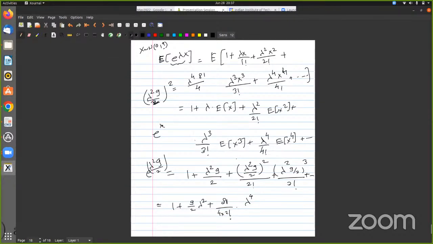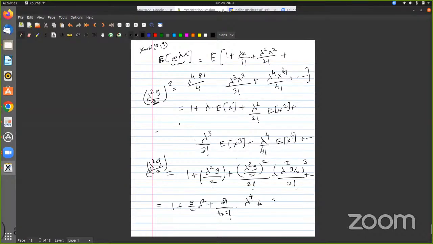So I know that e to the power x is the series, so this entire term is x. You should have written lambda square 9 divided by 2 whole divided by 1, because that will be similar to the other factors. Okay, I can write like this, and similarly it will be something like that.